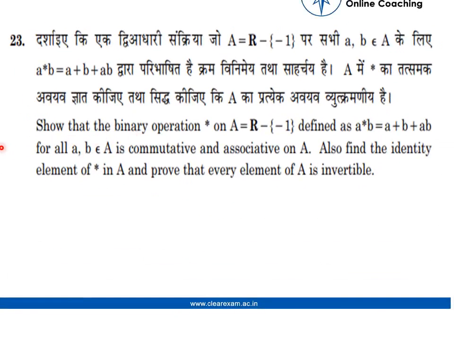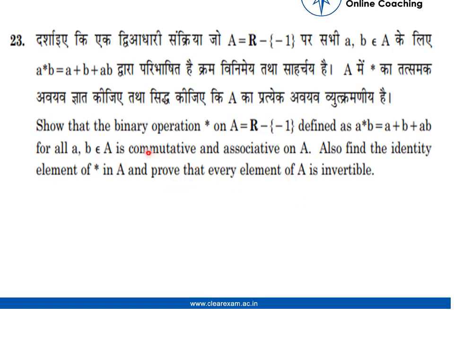Hello everyone. So here we have a question that says show that the binary operation star on A equals R minus {-1} defined as a star b equals a plus b plus ab for all a and b that belong to A is commutative and associative on A. Also, we need to find the identity element of star in A and prove that every element of A is invertible.